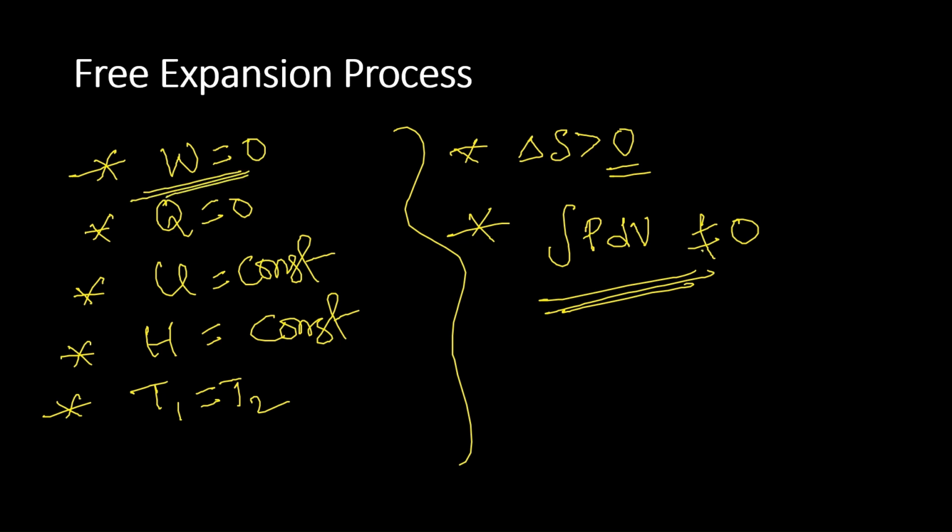You may be tempted to calculate work done in the process by using integration of PdV as volume is changing, but you cannot use this formula because it is applicable only to quasi-static process. But free expansion process is a rapid and spontaneous process, so we cannot use integration of PdV in order to calculate the work. But remember, that is not equal to 0. So, in this process, work is equal to 0, but integration of PdV is not equal to 0. The whole discussion holds true only for the ideal gases.